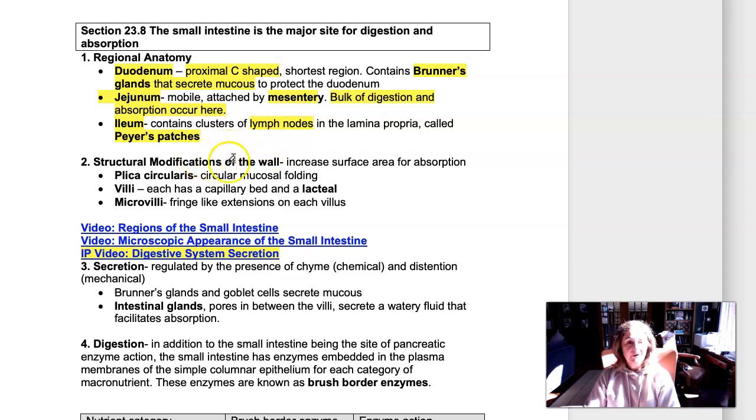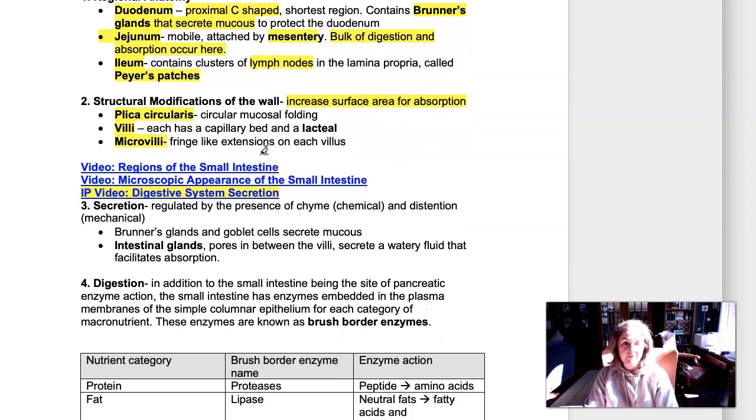So as far as structural modifications, we saw that that's mainly to increase the surface area, and those include the plica circularis, the villi, and the microvilli. So we looked at all of those. What I do in the notes, other than going through the anatomy, is to talk about the function. I really just go through those 4 functions that we looked at on page 1 and page 2 of the notes. What is the small intestine doing as far as secretion, digestion, absorption, motility? What is the role of the small intestine?